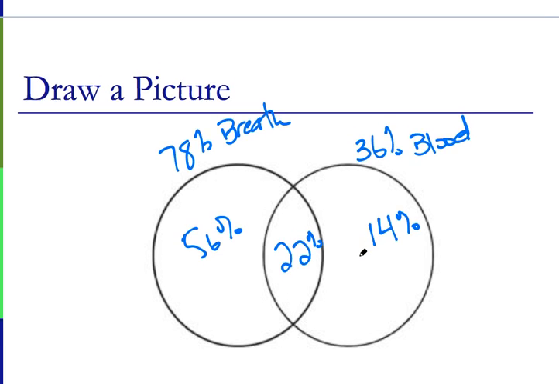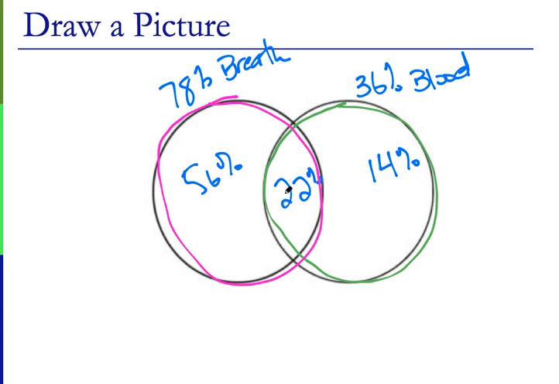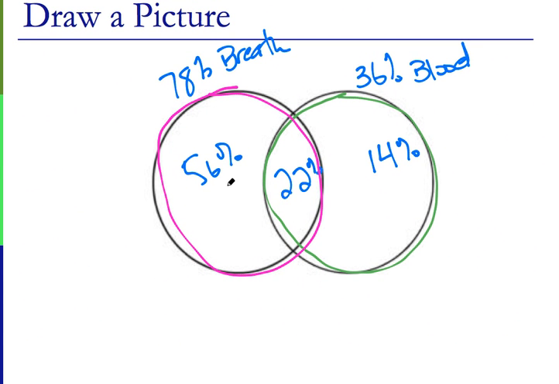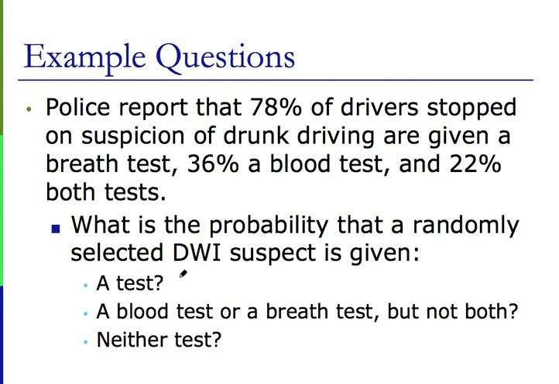Now we can answer the questions. If I draw this together, you can see that this is all the blood test side, and this is all the breath side. And we can see that this is what's both. Here are the three questions. What is the probability that a randomly selected DWI suspect is given a test of any kind? So we add all of these together, the 56 and the 22 and the 14. If you just add the 78 and the 36 together, you have to subtract out the intersection. That's why it's really easy to see it this way. Remember, this 56 is only this piece, 14% is this, and the 22. So you add them all up together. It is 56 plus 22 plus 14, and we get 92%.